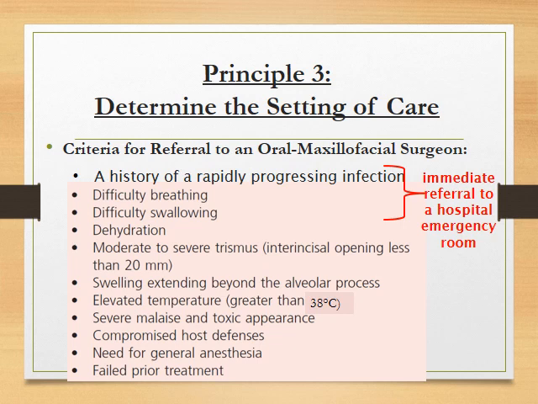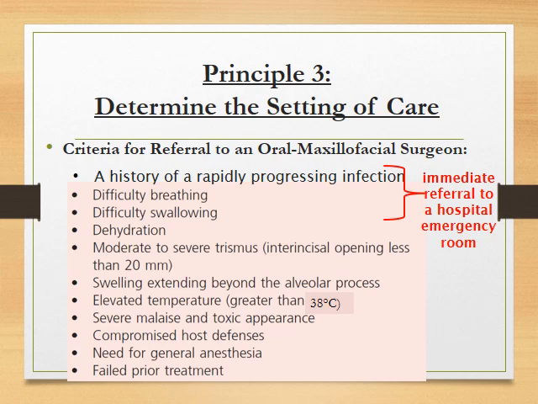If the temperature is elevated beyond 38 centigrade, this is a bad sign. If I have systemic involvement, the patient has a severe malaise, he looks toxic with glazed eyes, open mouth, dehydrated, sick appearance, all these signs of severe infection, systemic involvement, are indications for an oral and maxillofacial surgeon. Compromised host defense.